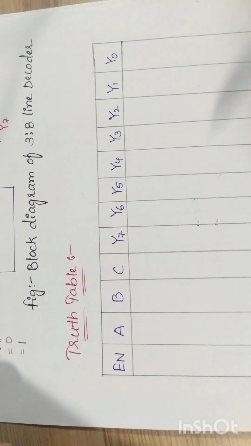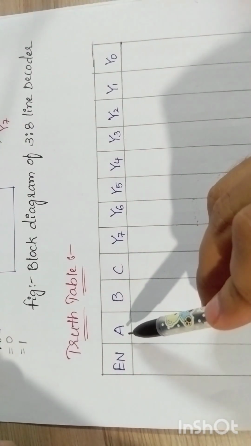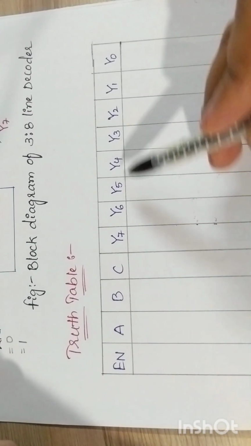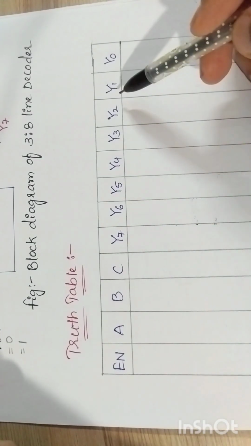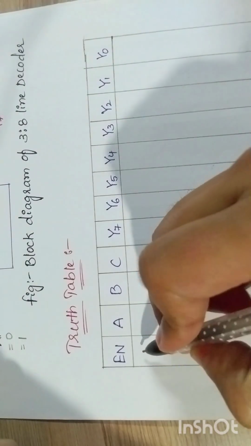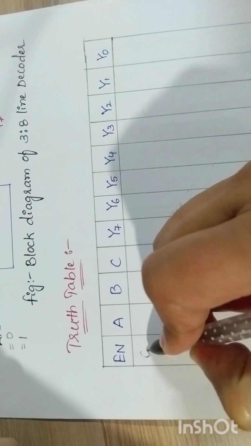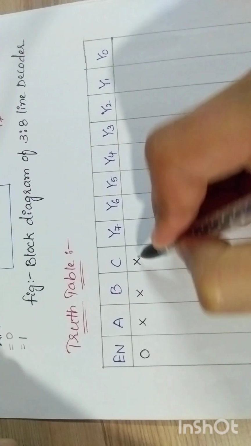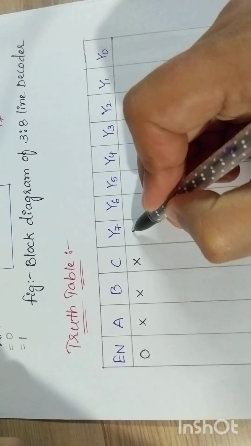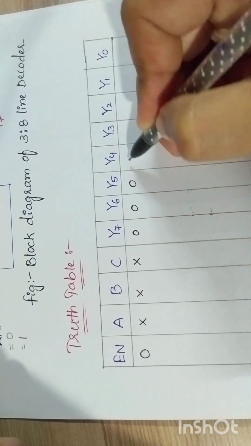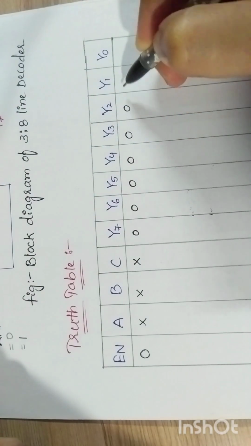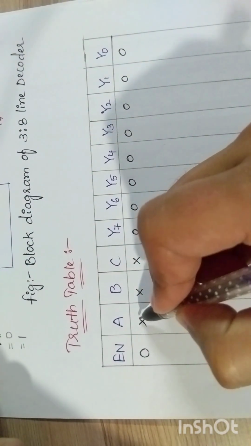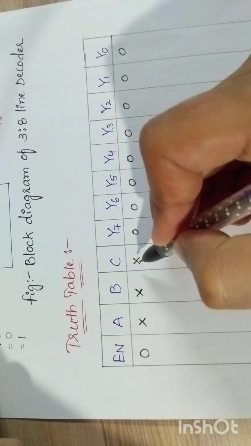In this we will have one enable pin, the 3 inputs, capital A, B and C, and the remaining are 8 outputs, that is from Y7 to Y0. So in the initial case, when the enable bit is 0, irrespective of the input lines we are applying, all the outputs will be 0. All outputs are 0 since the enable pin is 0. Even if we apply the inputs, the outputs will be shown as 0.